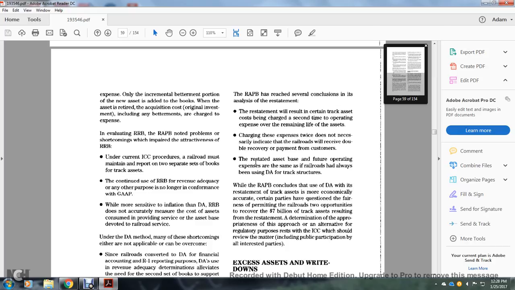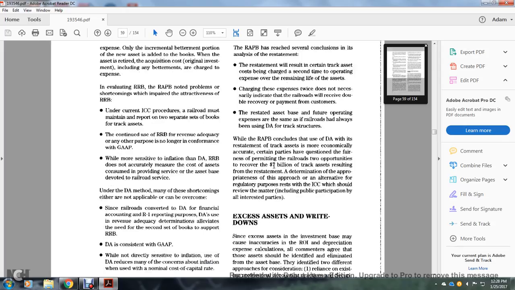The restated asset base for the future operating expense for the same railroads had also been used for the depreciating accounts for the track structure.